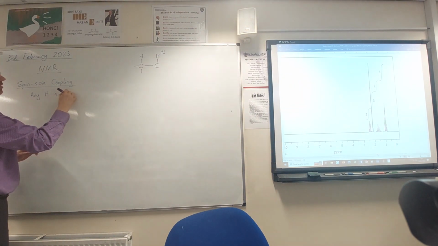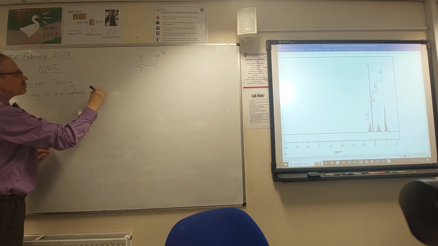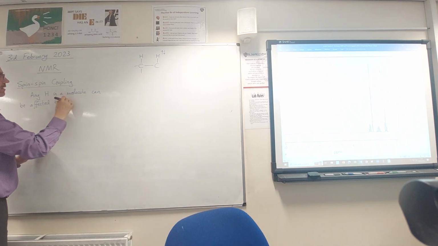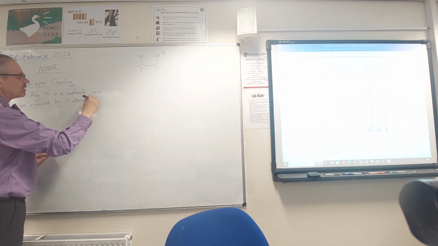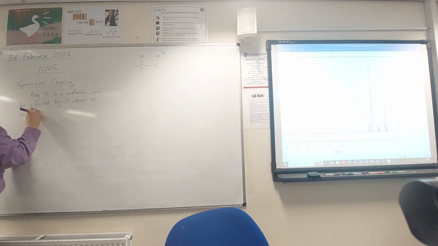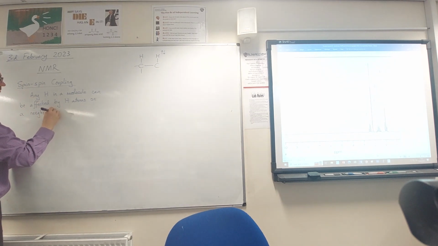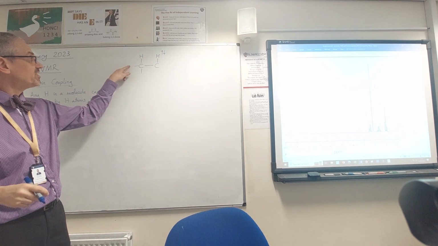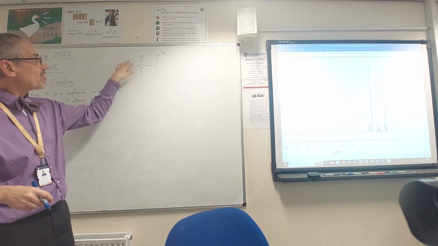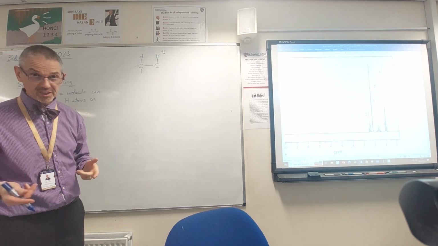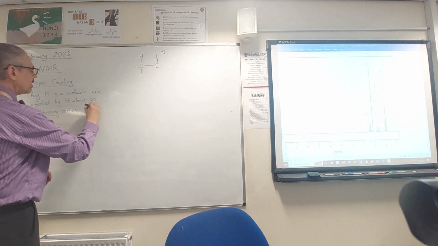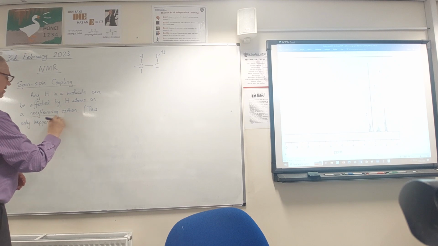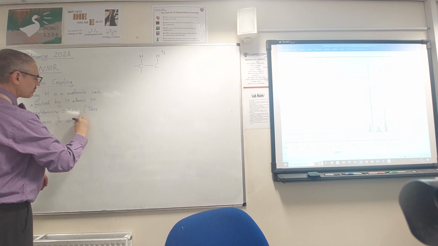Any hydrogen in a molecule can be affected by hydrogen atoms on neighbouring carbon. So we're not interested in other hydrogens that might be here. Other hydrogens that are around the same carbon will be equivalent. This only happens for non-equivalent protons.